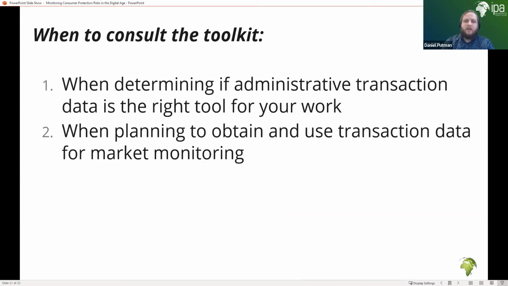And so just to conclude, there are two times to consult the toolkit. If you're already doing this and you think it's the right thing to do, that's number two here, then that's a good time to do it. But also if you're determining when this is the right thing to do, there's a lot in the toolkit on whether you have the capacity to do it, the right staffing, and whether it's going to answer the question that you want to answer, right? So this is when we'd say that you should consult the toolkit.